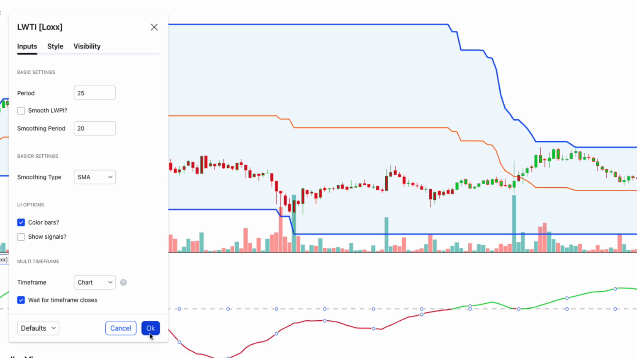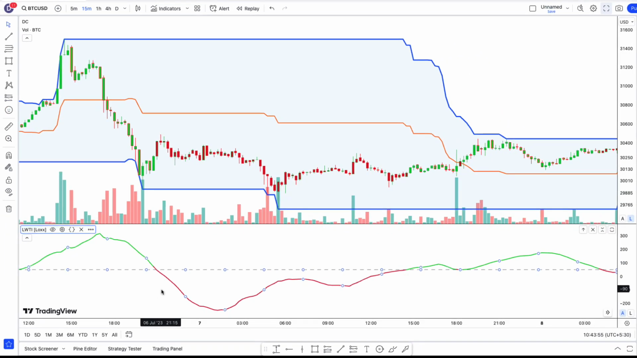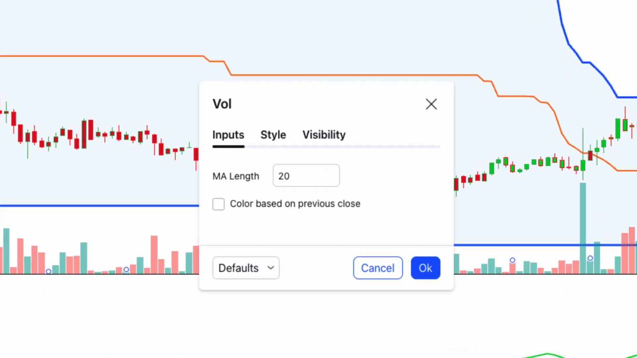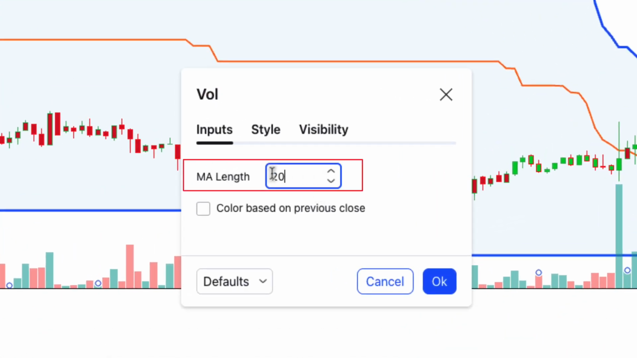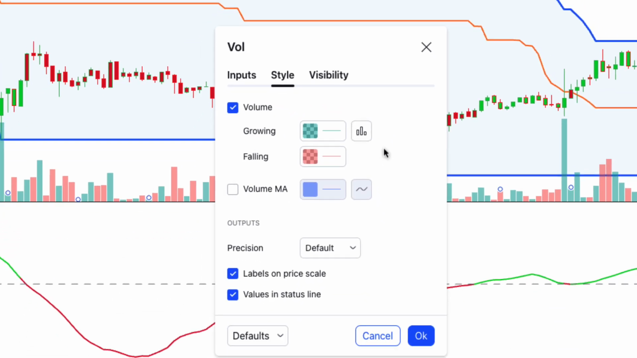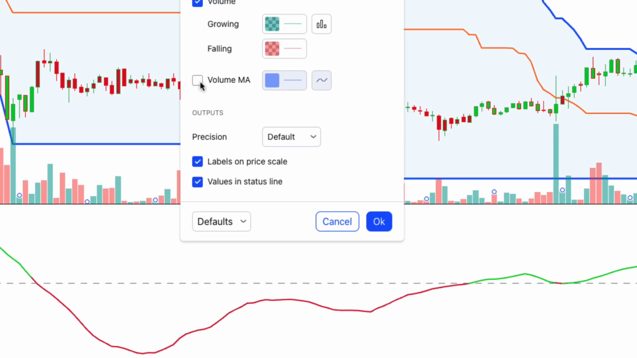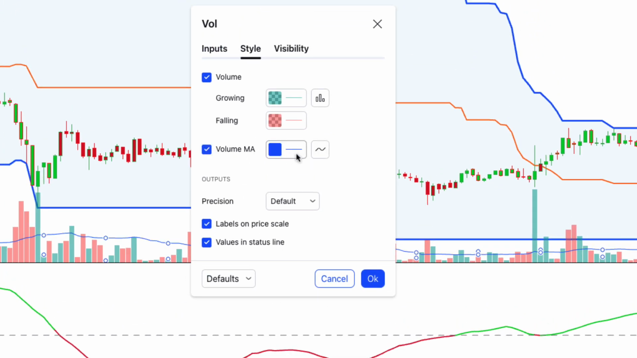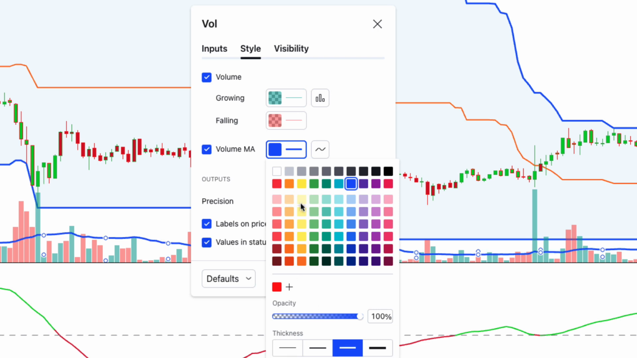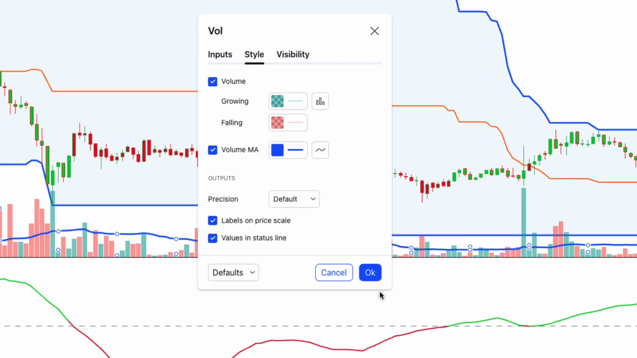The final settings we will be changing are for the volume indicator. Navigate to the volume indicator settings and click on the Input tab. Here we will be changing the length of the moving average to 30. Now head over to the Style tab. We will need to enable the volume moving average line. Finally, we will be changing the color of the indicator line in order to make it easier to see. That was all that we needed to do.